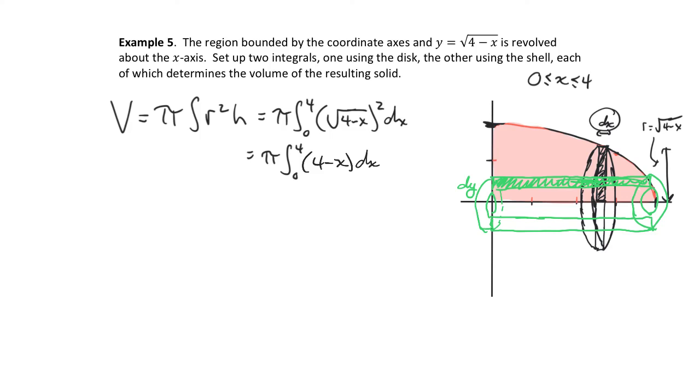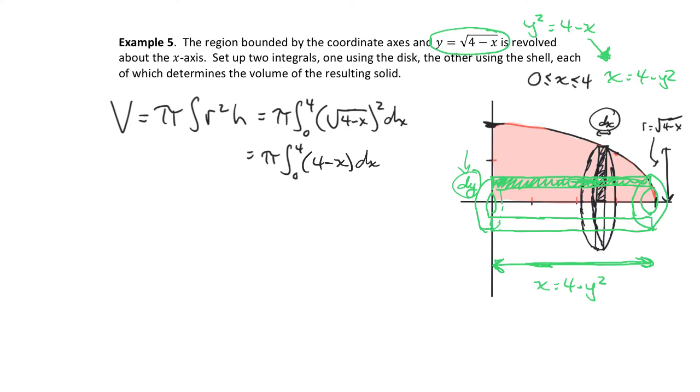Now we know one dimension of the box that we make by cutting this open and laying it out. One of the dimensions is dy. The other dimension is this height of the shell. Again, notice we're moving left and right. The height of the shell is the x value. Oh, wait a minute. If I'm integrating with respect to y, this has to be solved in terms of y. So if we square both sides, we get y squared equals 4 minus x. If we add x and subtract y squared from both sides, we end up with x equals 4 minus y squared. So this distance is x equals 4 minus y squared.